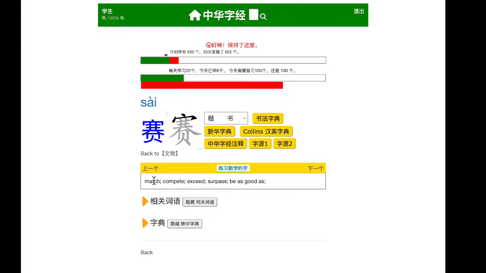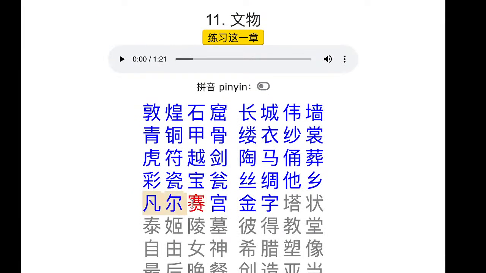Sai is a match, competition, exceed, surpass, or be as good as. And gong is a house, court, palace, temple, or womb. So, in this case, we're talking about the court, the palace, the grounds of Versailles, in France.